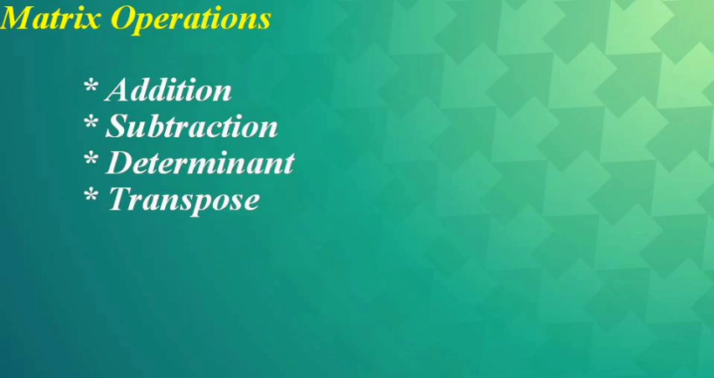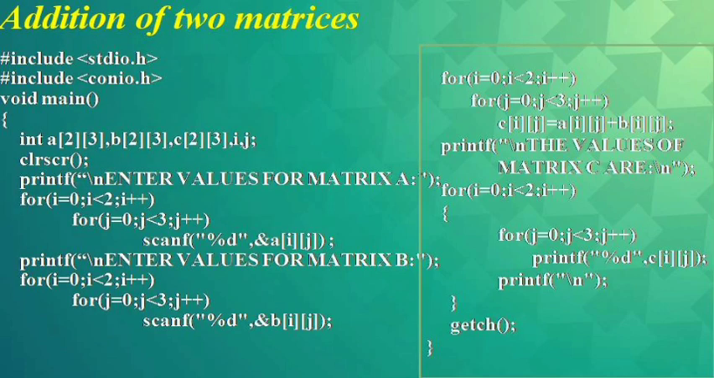Let's see one example program. This example program is for addition of two matrices. In this program, first it creates two matrices, then adds the values of the two matrices and stores it in another matrix, and finally displays the matrix.